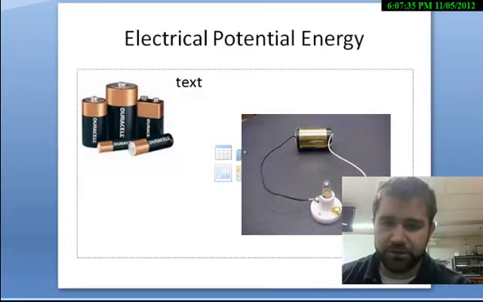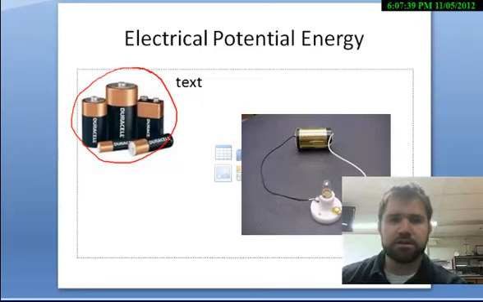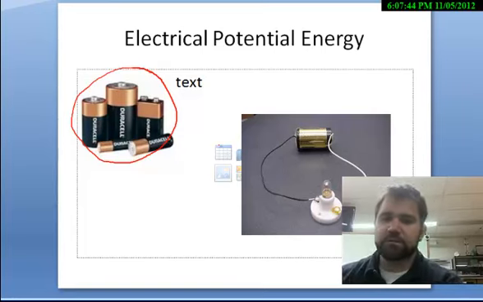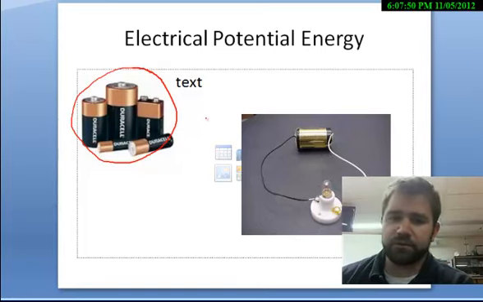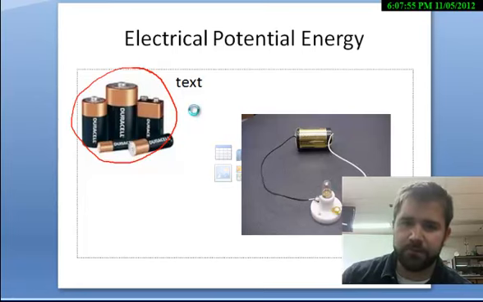All right, there's electrical potential energy. Obviously, batteries have the ability to cause change. When we hook a light bulb up to a circuit, this light can turn on. When we put batteries in a toy car, it can drive across the floor. Batteries have the ability to cause change and store electrical potential energy.